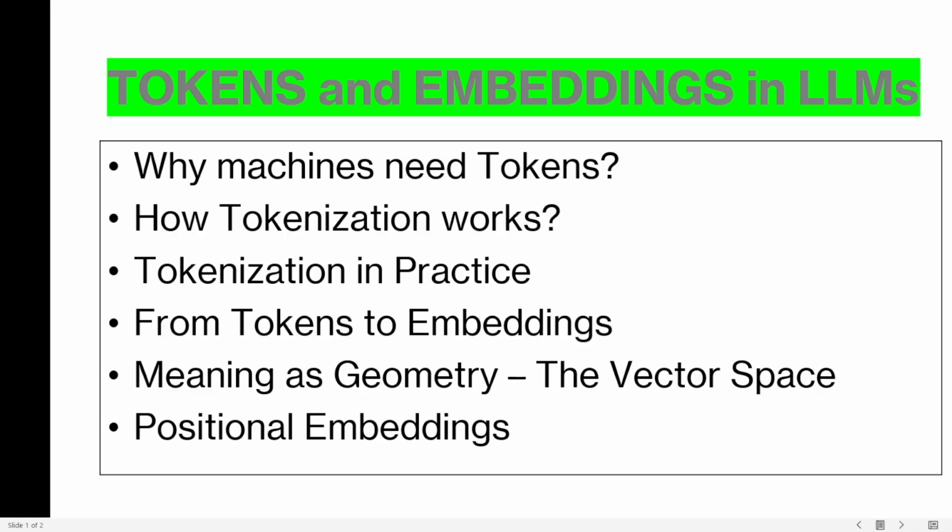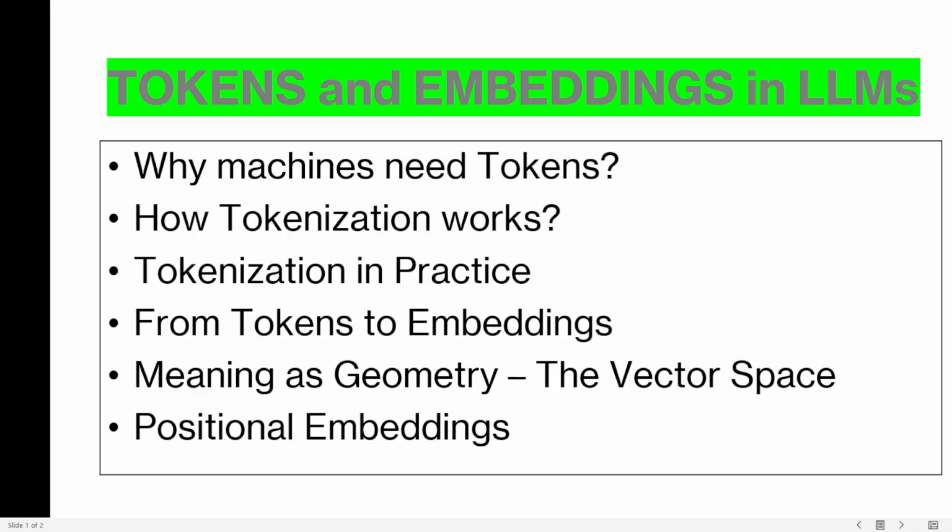Step 5, output embeddings to probabilities. After the final layer, each position has a rich contextual vector. For text generation, the model takes the vector at the last position and converts it through a final layer into probabilities over the entire vocabulary. This tells the model how likely each possible token is to come next.